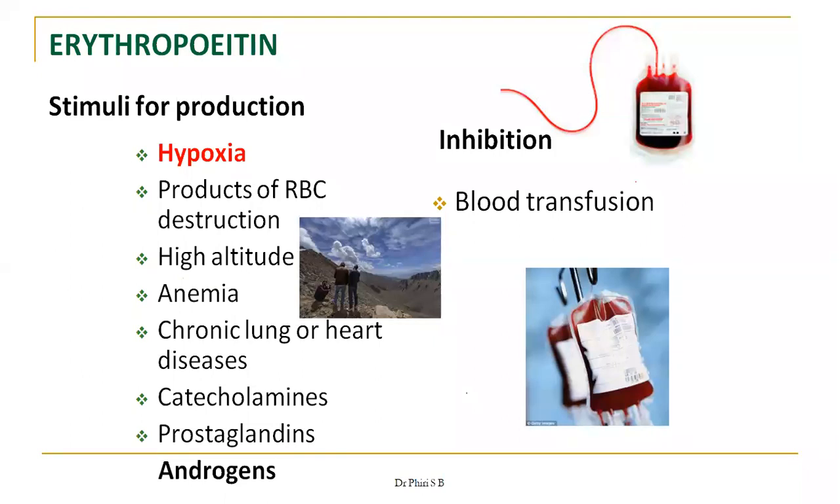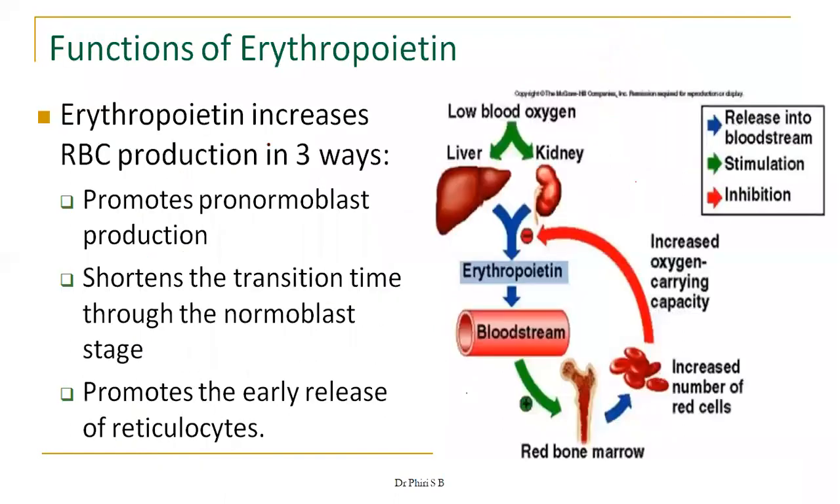The factor that is going to inhibit the production of erythropoietin mainly is blood transfusion. When you're having blood transfusion, that is going to inhibit the further production of erythropoietin. Why? It's because you're going to have more red blood cells in circulation after transfusion. So that can inhibit to some extent the production of erythropoietin. The functions of erythropoietin, I think I've already discussed this with you guys. Mainly it is going to stimulate more production of red blood cells.